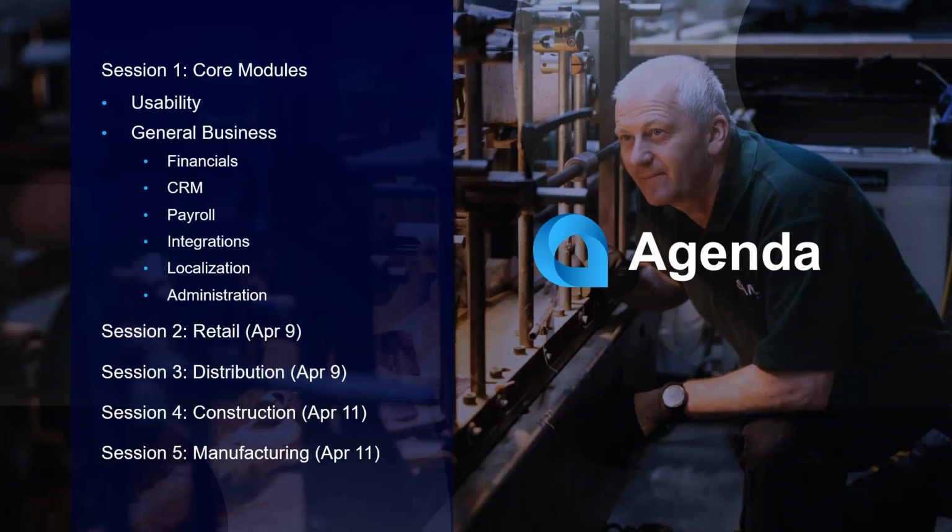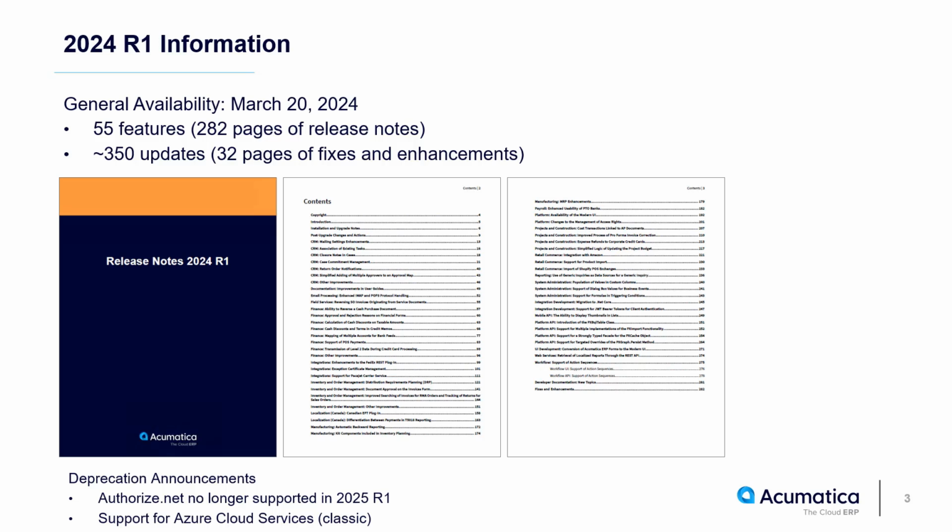Today we cover the core modules followed immediately by retail and distribution editions in separate meetings. In 2 days we review construction and manufacturing editions. 2024 R1 is available today.